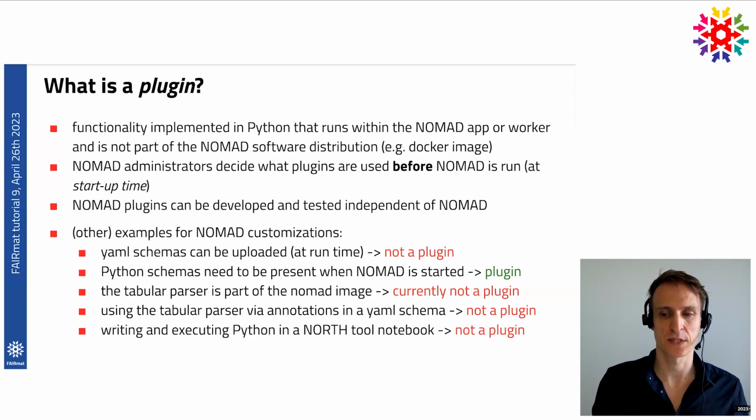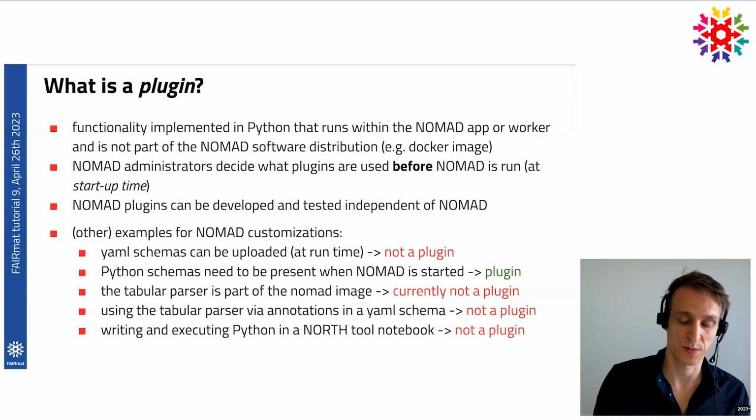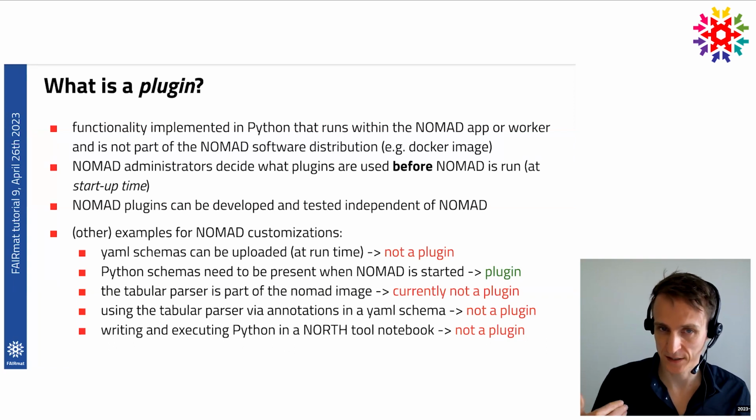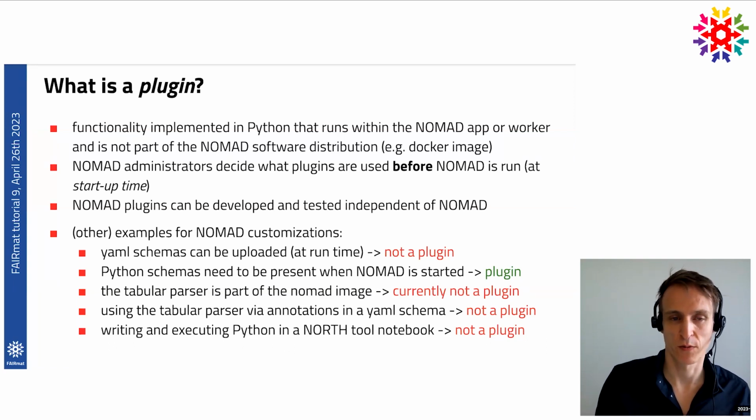There are a few other examples, but I think you get the point. We have certain customizations, and the plugin mechanism is basically one way of providing customizations, and we need to use plugins every time we actually want to add Python code to our processing.